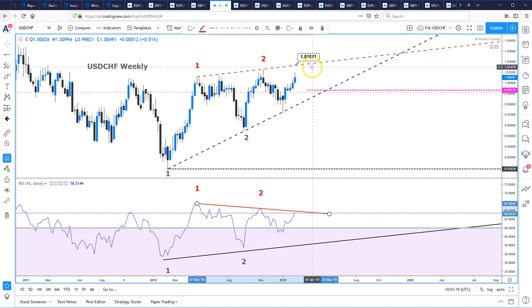That's a sort of prime area to get short. To the downside, there is support this week at 0.9932, again looking quite strong. So I think we're going to be range bound for the time being.